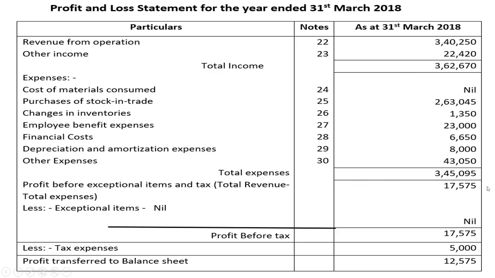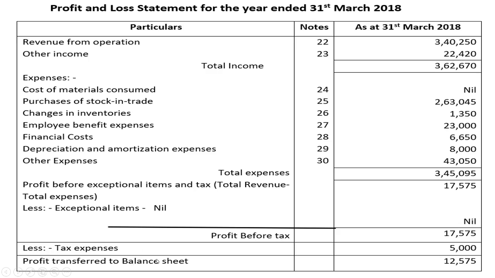The difference of these two things is called profit before exceptional item and tax. It is total revenue minus total expenses, that is 17,575. Here, if we subtract total expenses from total income, we are left with 17,575 rupees. We call that profit before exceptional item and tax. From that, less exceptional item nil. So the remaining balance is 17,575, that is called profit before tax.